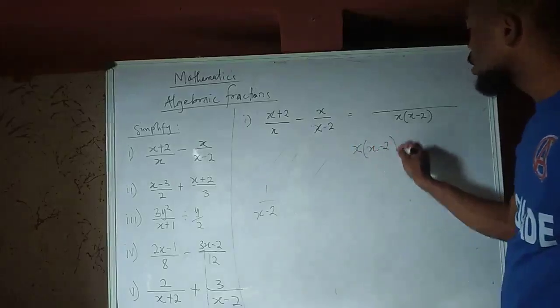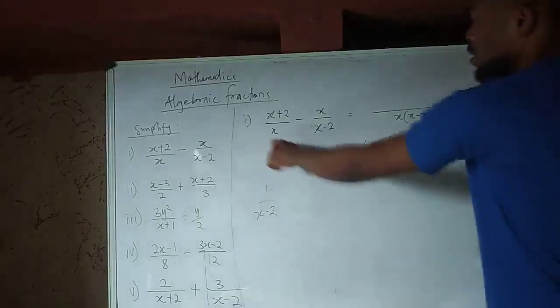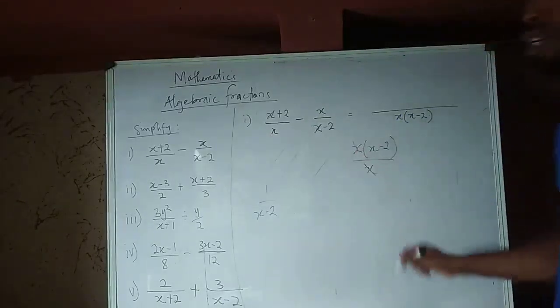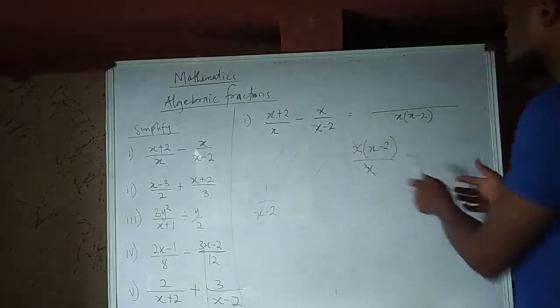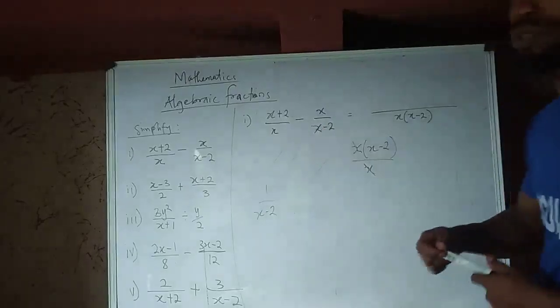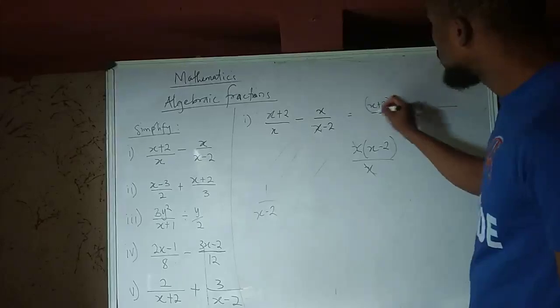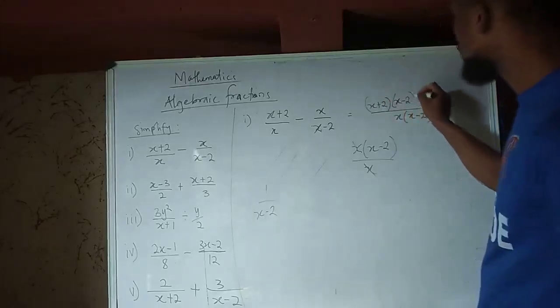The LCM divided by x here, it means that x will cancel x. You can see that we'll be left with x minus 2. So x minus 2 multiplied by x plus 2, we are going to get x plus 2 multiplying x minus 2.